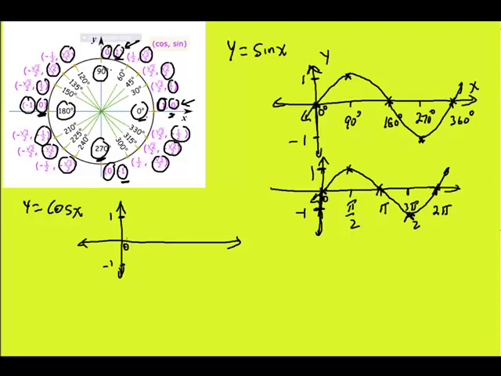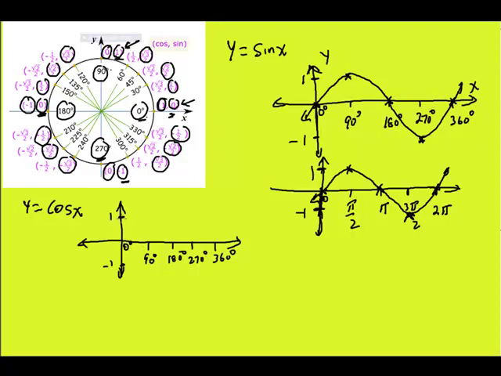0 degrees, okay, and then it goes to 360. We're going to start cutting everything in half. Half of that is 180 degrees. Half of that is 90 degrees. Half of that is 270 degrees. Okay, 0.